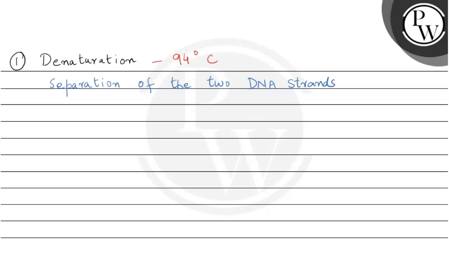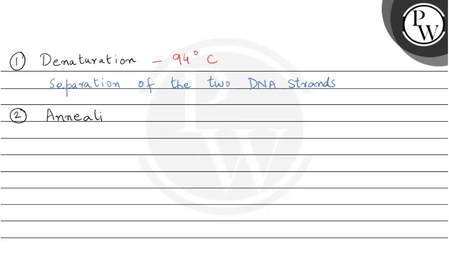So the DNA template whose copies we want to make, we first need to separate the two strands of that DNA so that we can replicate each strand and make copies of that DNA template. So therefore, the first step in PCR is the denaturation, that is the separation of the two strands of the DNA. Now, the second step of PCR is annealing.